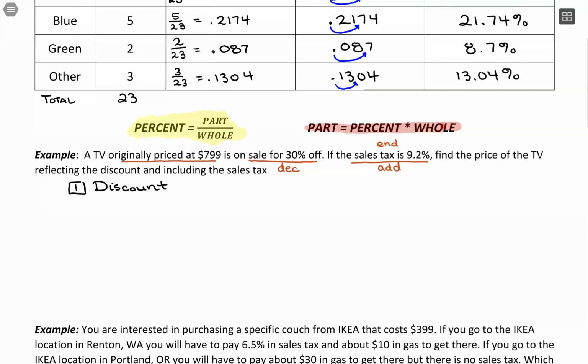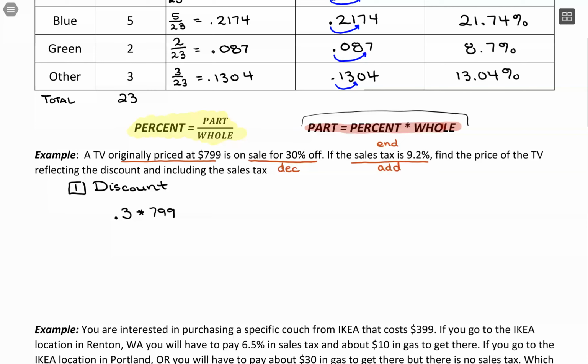So, the discount. What we're doing is we're going to start with that $799, but we're going to take 30% off. So something we could do is look for just how much we are going to decrease by. So at some point we're going to need to think about what is 30% of 799. And that's coming from our second formula up here. I'm using this piece to figure out what's the part, the amount we're going to decrease by, and that's coming from 30% of $799.